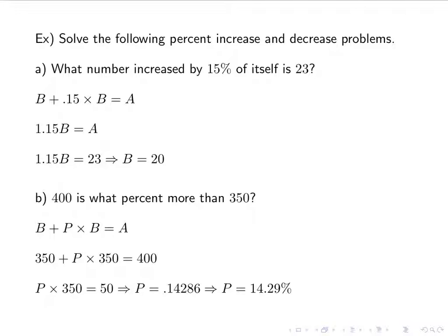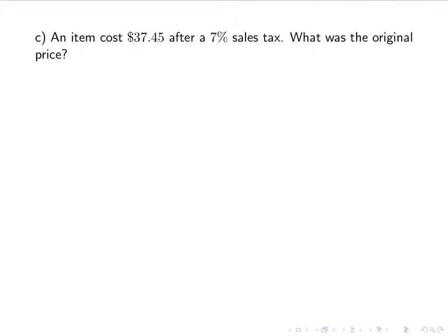So here's another question. An item costs $37.45 after a 7% sales tax. What was the original price? So, I know P is percent. I know P is 7%. And I know that sales tax gets added on to a number, so I'm going to add 0.07B. So I still have to decide, is the 37.45 the A or the B?